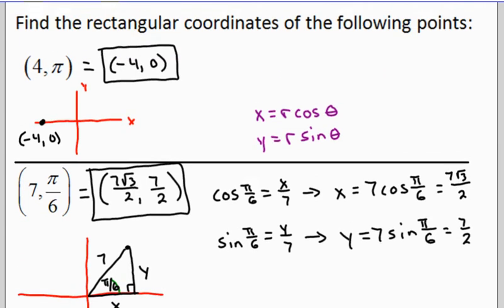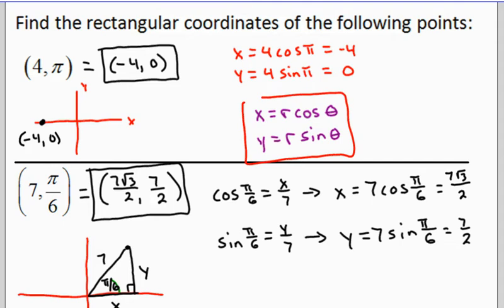Now I want to go back to this original one here. If we're saying x is r times the cosine of the angle, then in this situation right here, x was 4 times the cosine of pi. And y is r times the sine of the angle. Look at that. Cosine of pi is -1 times 4 is -4. Sine of pi is 0 times 4 is 0. So we get the -4, 0. That's a nice thing to know right there.